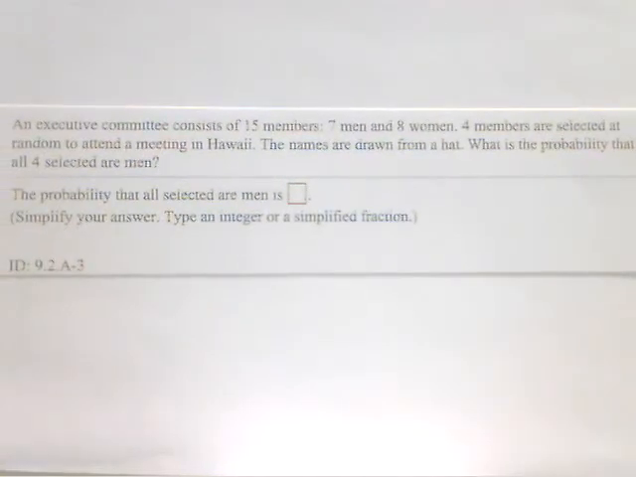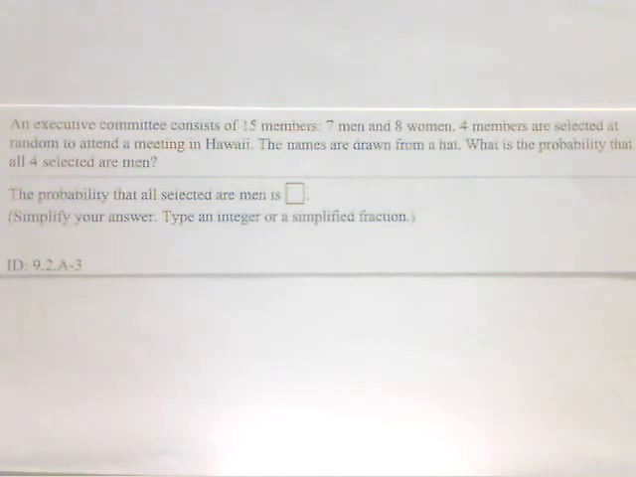Okay, number 3. An executive committee consists of 15 members, 7 men and 8 women. 4 members are selected at random to attend a meeting in Hawaii. The numbers are drawn from a hat. What is the probability that all 4 selected are men? The probability that all 4 selected are men.